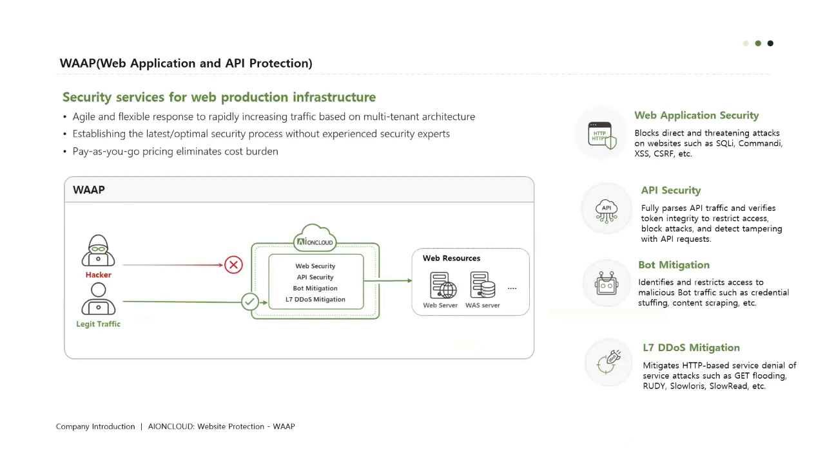So with web application and API protection, this is our structure. If the DNS has been routed to our Iron Cloud, the user will have four securities included, and only legit traffic will go through the Iron Cloud, then go through the client's web server or website. So with Iron Cloud, the benefits include web application security, API security, bot mitigation, and L7 DDoS mitigation.